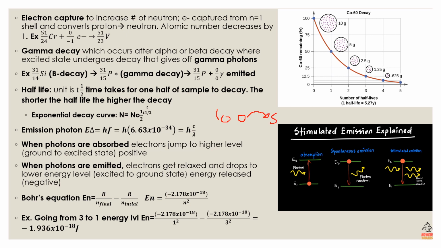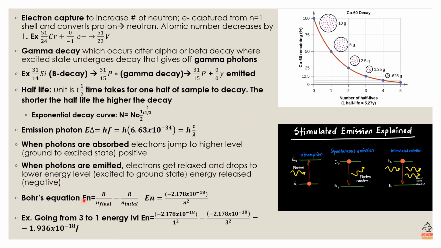That's 50. And the question is asking for 48 hours, so that's 24 and 24 hours. The 50 undergoes another half-life. So after 48 hours, there will be 25 grams of carbon left. So that's essentially what half-life is.